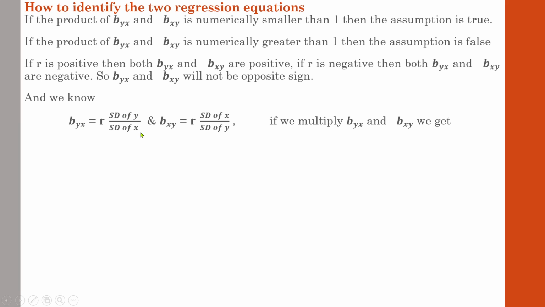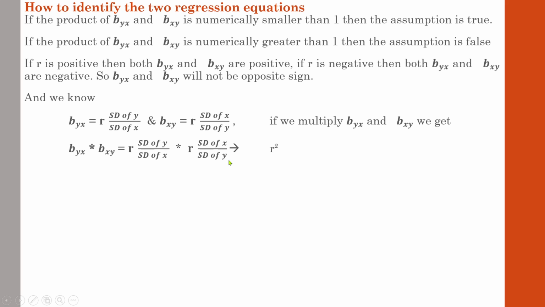We have also learned that byx equals r into standard deviation of y divided by standard deviation of x, and bxy equals r into standard deviation of x divided by standard deviation of y. So let us multiply these two coefficients, byx into bxy, which gives r into standard deviation of y by standard deviation of x, into r into standard deviation of x divided by standard deviation of y.